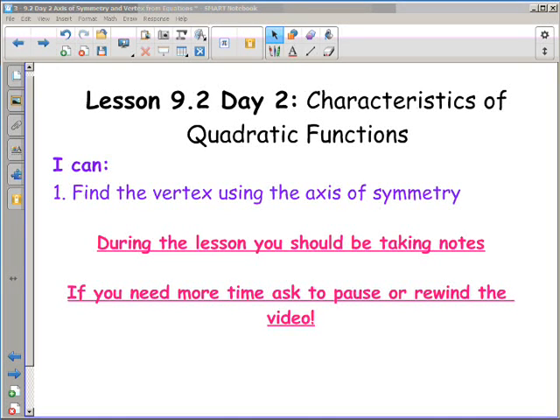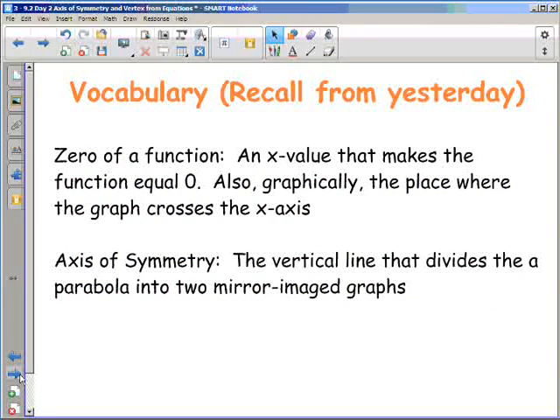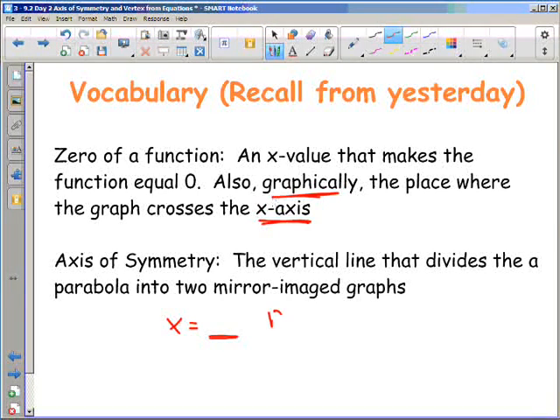Recall yesterday we learned about axis of symmetry, vertex, and zeros from a graph. Now we're going to use an equation to find the zeros, axis of symmetry, and vertex. Recall from yesterday, a zero of a function is the x value that makes the function equal to 0. We learned graphically it's where it crosses the x-axis. And the axis of symmetry is the vertical line that divides the parabola into two mirror images or symmetrical parts. So remember, that is always an x equals line. We always have to find that value, and it must always go through the vertex.